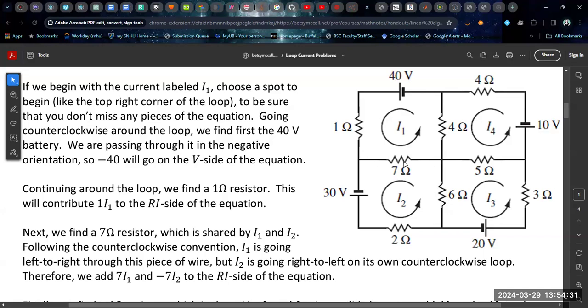And then we come back to that top side where we started. The I2 coefficient will be 7 plus 6 plus 2, which is 15. And then we'll have, again, minus 7I1 and plus 6I3 equals negative 30 as our equation.